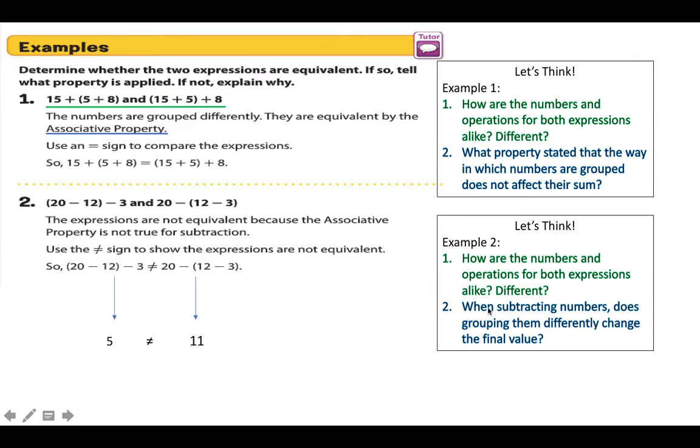So let's answer the second question. When subtracting numbers, does grouping them differently change the final answer? Well, if we simplified 20 minus 12 minus 3, first we do 20 minus 12, and that would give us 8, and 8 minus 3 is 5. And if we followed order of operations in the second expression, we would do 12 minus 3, and that would give us 9, and 20 minus 9 is 11. 5 and 11 are not equal to each other, so these are not equivalent expressions, even though they look like they're showing us the associative property.